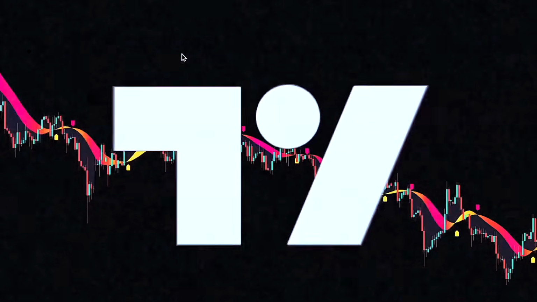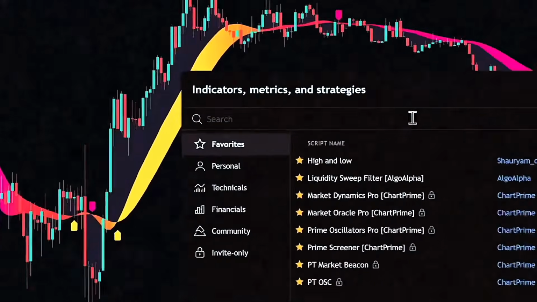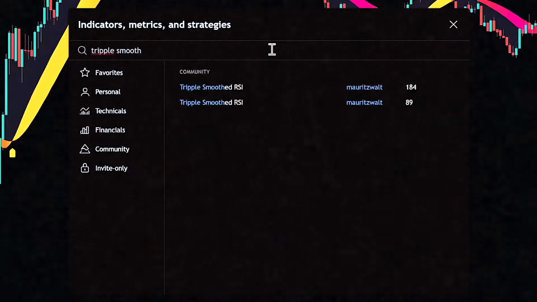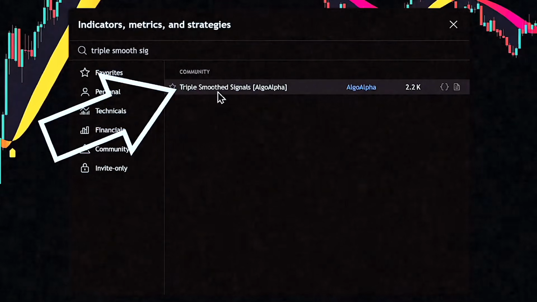Just hop onto TradingView. If you don't have an account yet, there's a link down in the description. Pull up the 5-minute Euro USD chart and hit the indicators button. Then search for Triple Smooth Signals and pick the one by, of course, Algo Alpha.